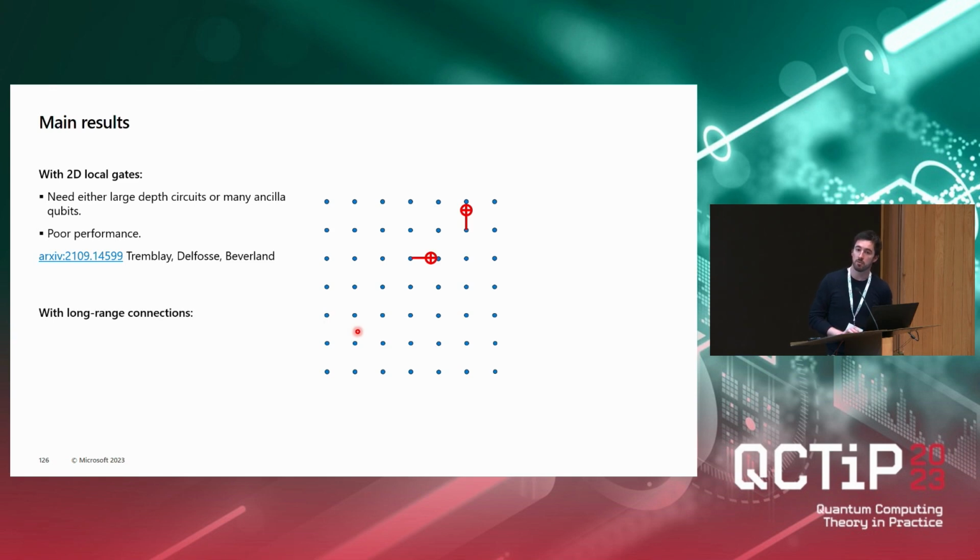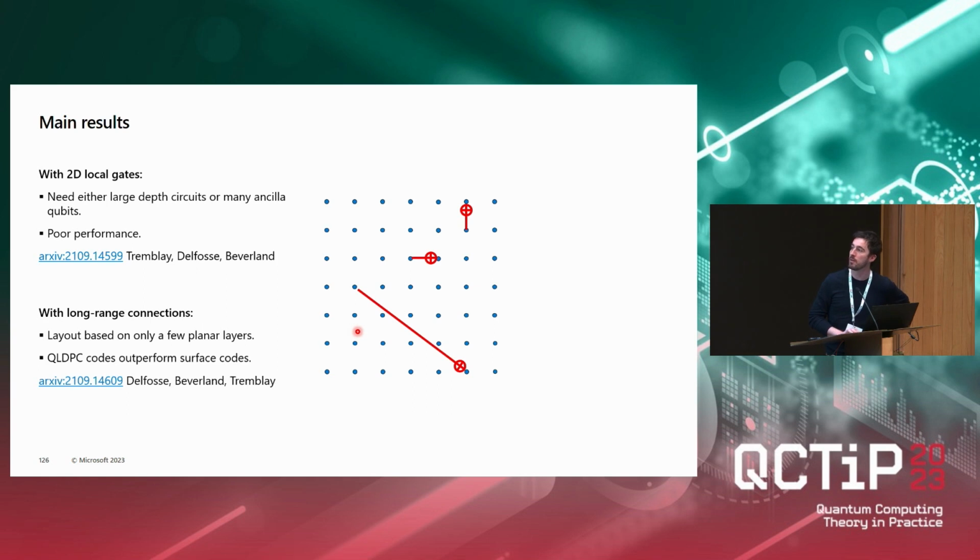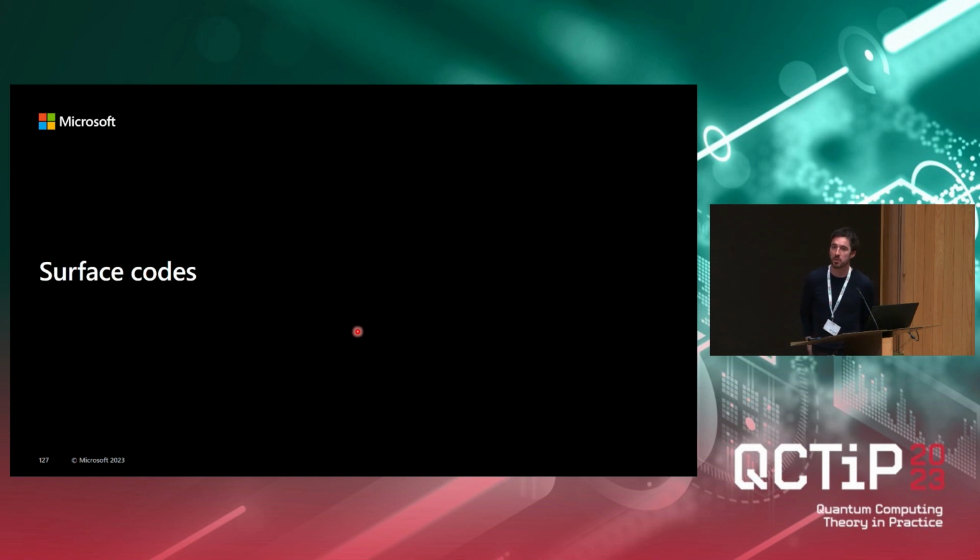And to go beyond 2D, we looked at using long-range connections. So we propose a design with some long-range CNOTs. And in this case, we designed a layout based on a few layers of long-range gates. And we observe that quantum LDPC codes can outperform surface codes. So it could work in principle. And this is our second result. So first, I'm going to review surface codes, the circuit used for surface codes, and then we're going to try to adapt it to general LDPC codes.